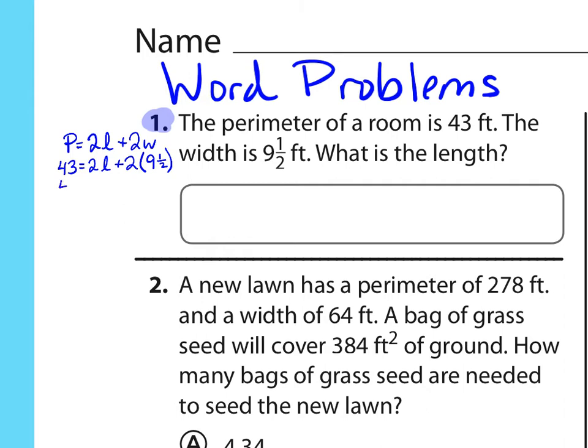So I'm just going to go through and do some simplifying. 9.5 times 2 would be 19. I want to get this term 2L by itself, so I'm going to subtract 19 from both sides. And we get 43 minus 19 is 24, equal to twice the length. So twice the length is 24, so when we divide by 2 to find out what the length actually is, we get that the length is 12.